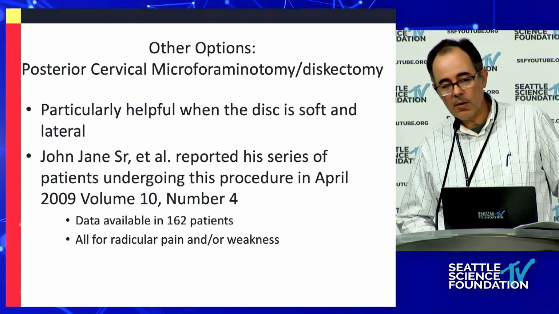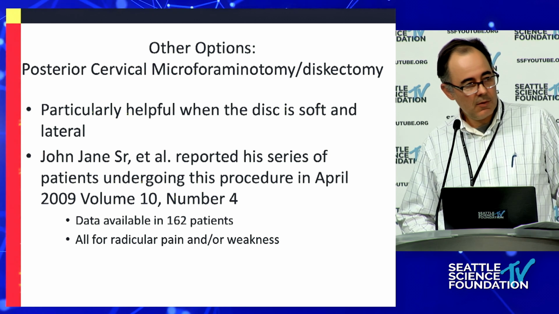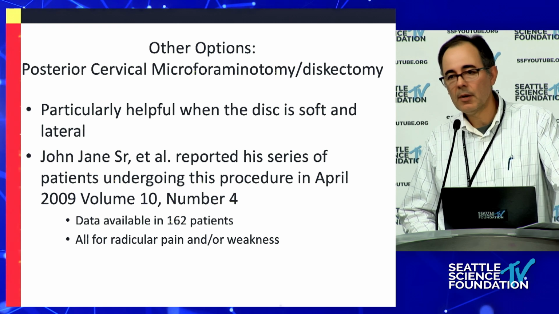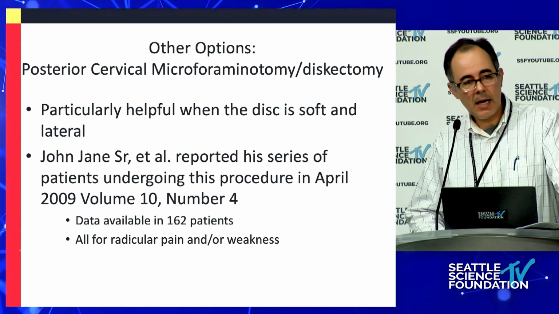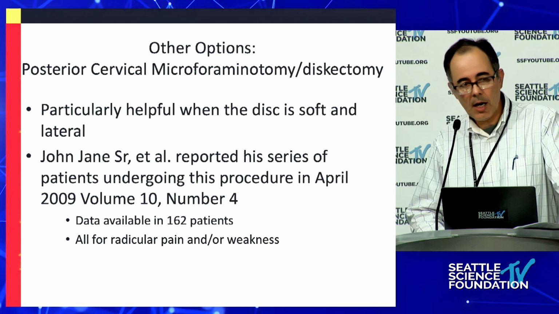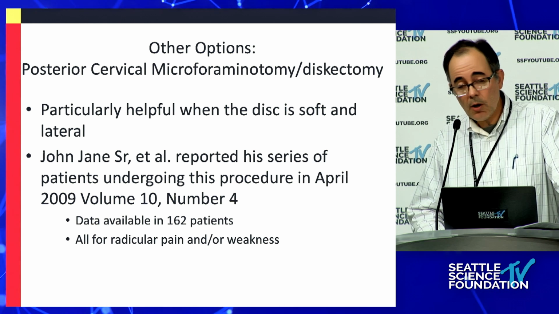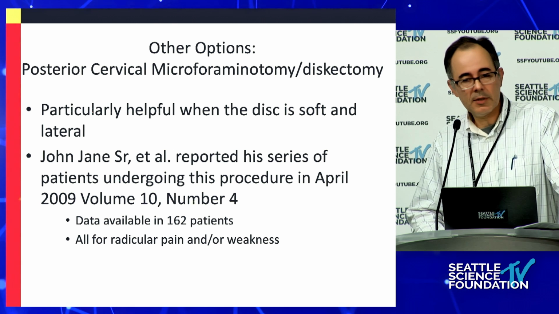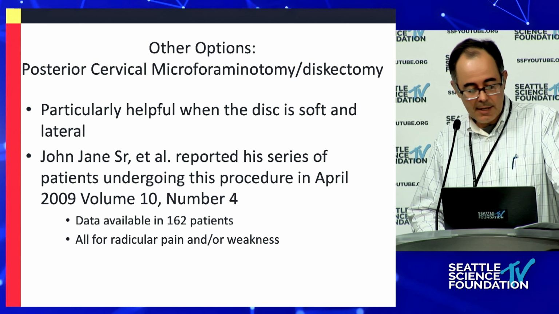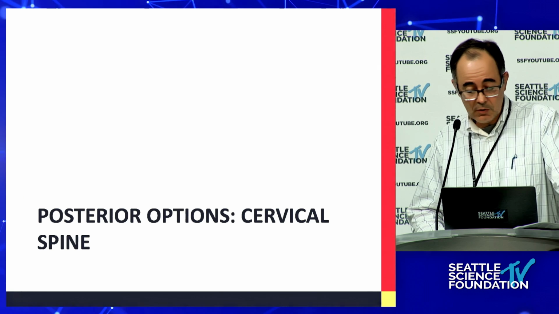So we must not forget about the gold standard from the past, a foraminotomy. Foraminotomy is a very powerful procedure, especially for patients with severe disc space collapse, where they have not so much neck pain, but mostly radicular pain. We should not forget about the fact that a foraminotomy can help these patients quite substantially. In addition, you can also gain access to lateral disc herniations through this approach. And so Dr. Jane had a large series of these, and the success rate was very high.